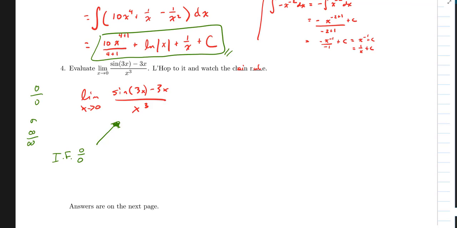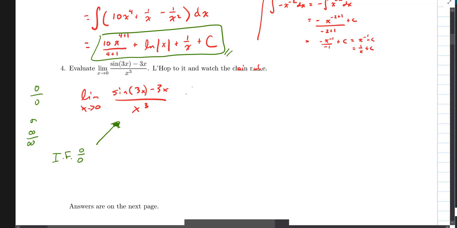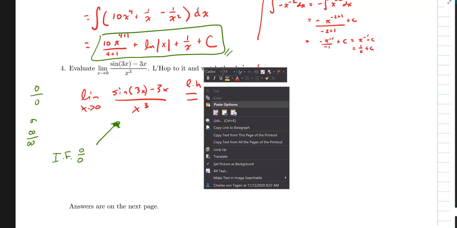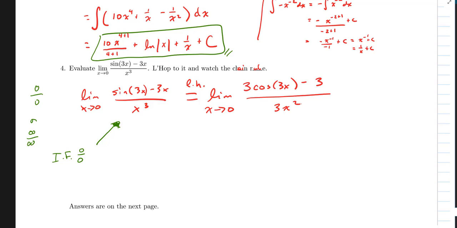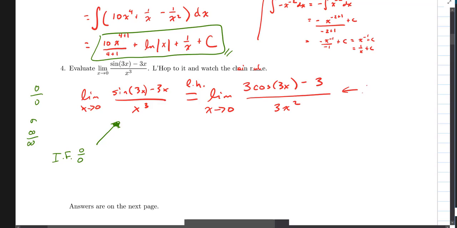So, this has the indeterminate form 0 over 0, so I'm going to apply L'Hopital's rule to this. And we get the limit as x approaches 0 of cosine of 3x. Careful though, there's a chain rule, so I need to multiply by 3, minus 3, all over 3x squared. Folks, can I now evaluate this limit through direct substitution or make some other conclusion? No, I cannot. Notice that this still has the indeterminate form 0 over 0. Folks, at this point you should do a little assessment. Did we just make our lives easier?